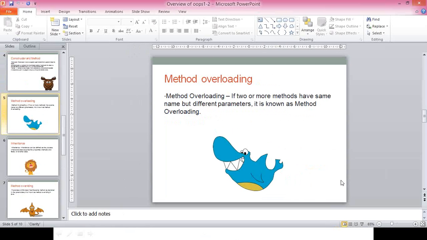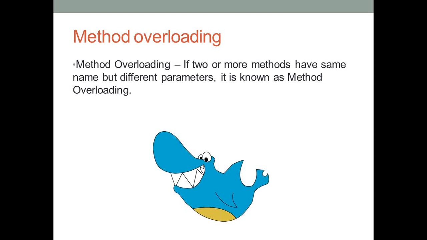Okay, so here, last week we discussed something about method overloading. I'll just quickly read the definition and we'll move on. Method overloading was: if two or more methods have the same name but different parameters, it is known as method overloading.